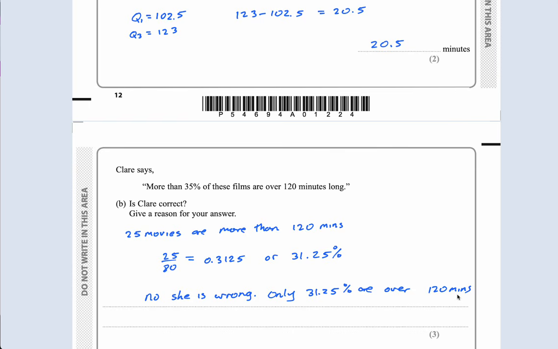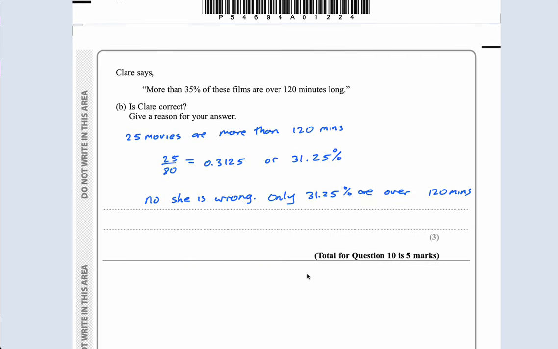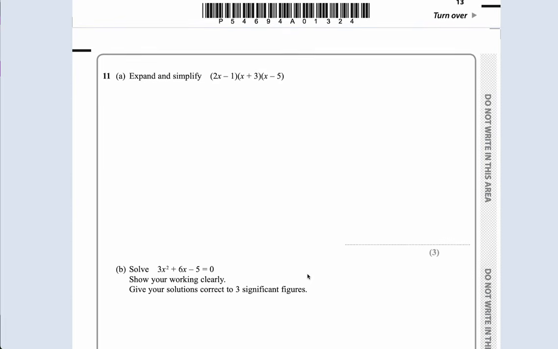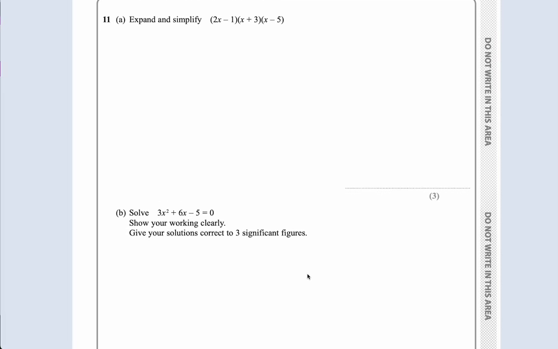Okay, great, 3 marks. Next question. Expand and simplify, right? Because this is the type of question you should like to see, because there's nothing surprising. You know a question like this is going to probably come in the exam. How do you do it? Well, you need to do 2 first and then the other one.